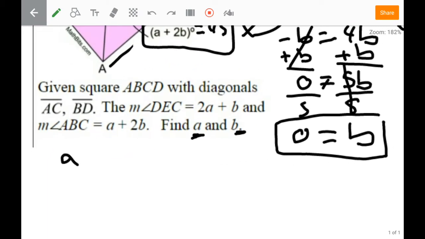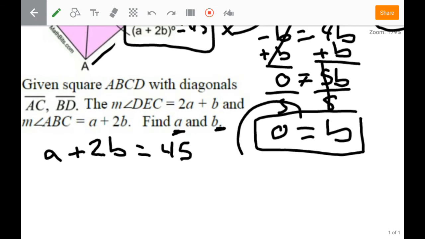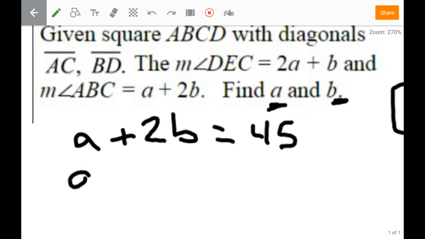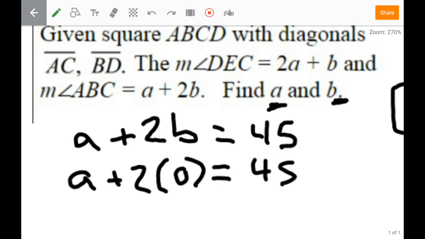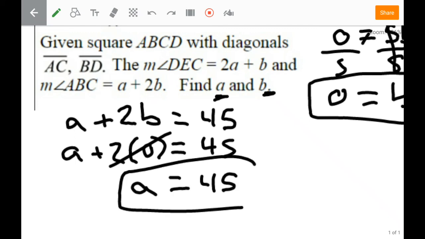Okay, so a plus 2b equals 45 degrees. Now remember, b equals 0. So I'm going to substitute a plus 2, and that b becomes 0, equals 45. Cancel that. What's left is a equals 45. And we're done.